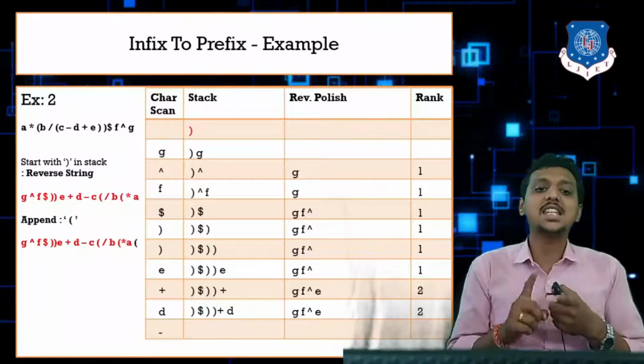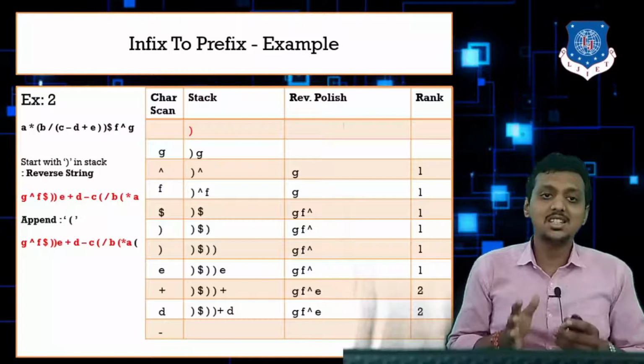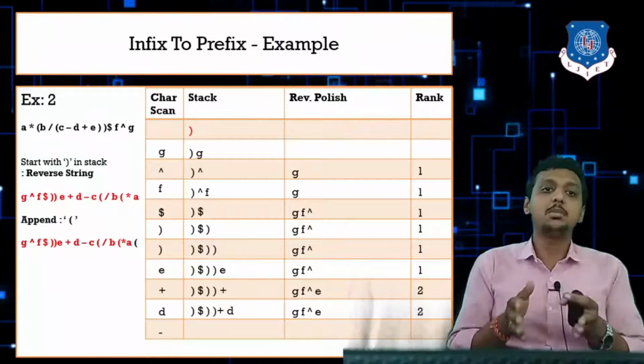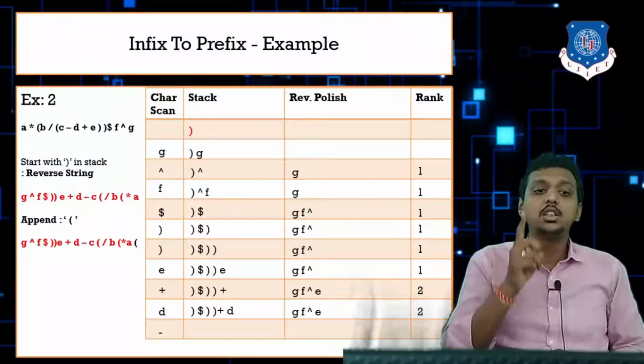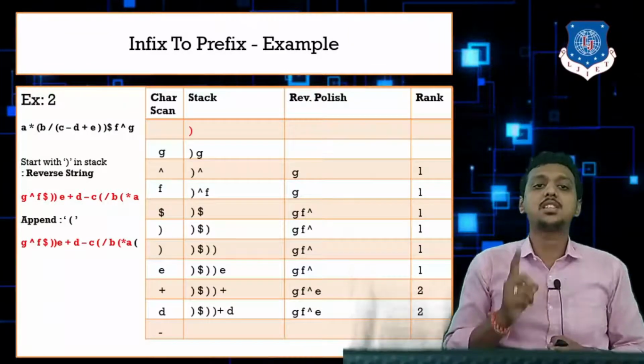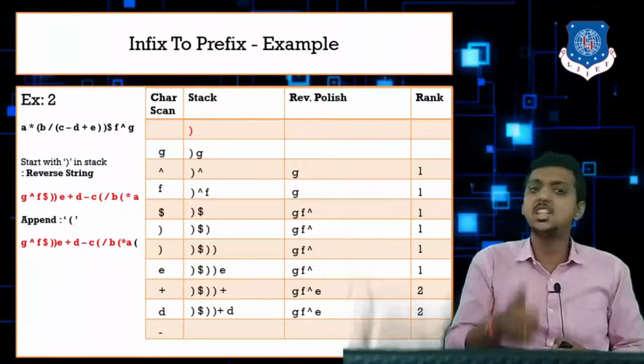Plus remains as it is in the stack. If you remember, the table starts with 2 1 4 3. Outside the stack, plus and minus contain two precedence. Inside the stack, plus and minus contain one precedence.